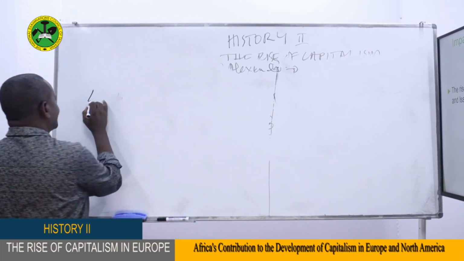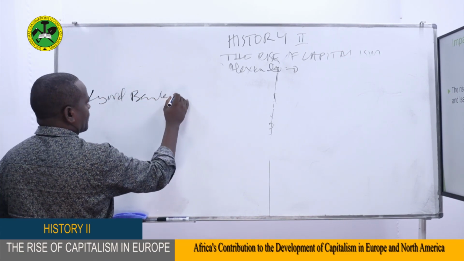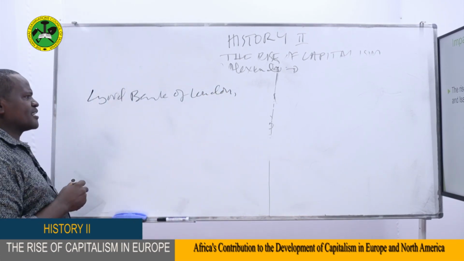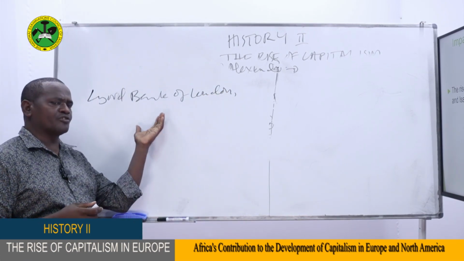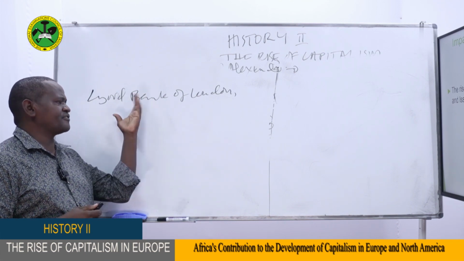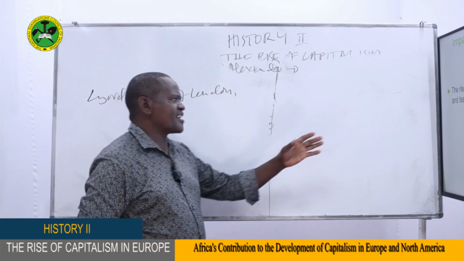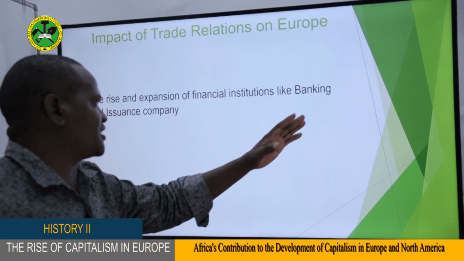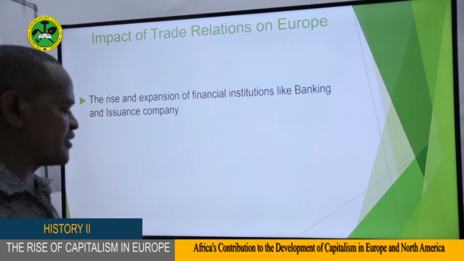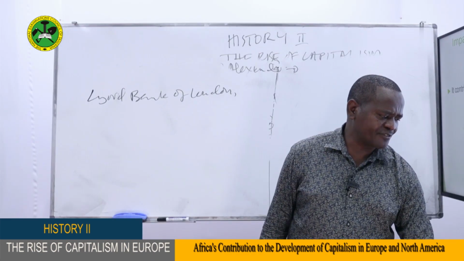Another example is Lloyds Bank of London. Just like Barclays Bank, these people got the money to establish their bank after engaging in the slave trade in England. So you can see, my dear students, the rise and expansion of financial institutions like banking and insurance companies is also one of the impacts of the trade relations which developed between Europe, America, and Africa.